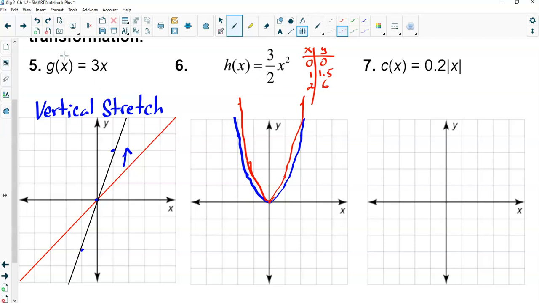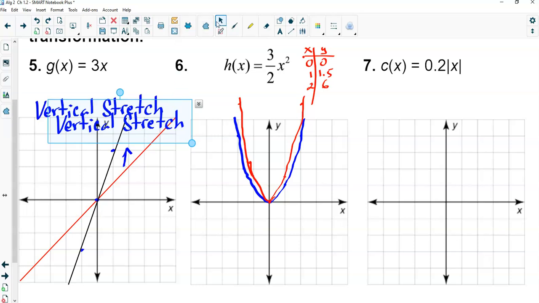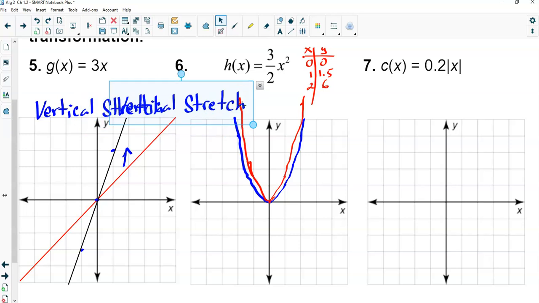So this is still a vertical stretch. So I'm just going to write that down. Vertical, copy that. So copy and paste. Aha. I love this. Right? Now I can do that.